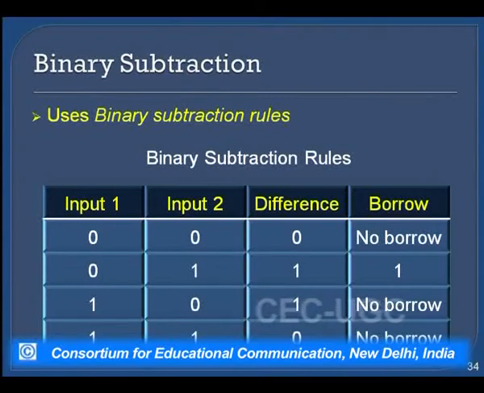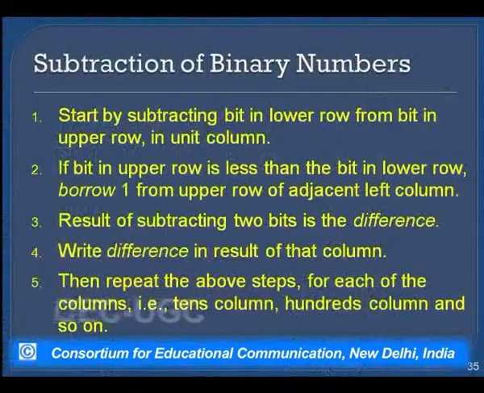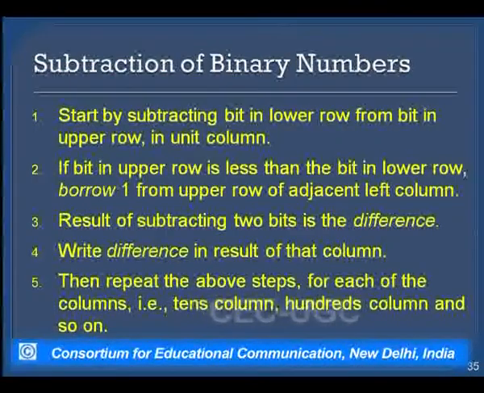Now we see how subtraction can be performed. For subtraction, again we have the same kind of rules. When both inputs are 0, 0 minus 0 is 0 and there is no borrow. 0 minus 1, the difference is 1 and it has to borrow 1. 1 minus 0 is 1 but no borrow, and 1 minus 1 is 0 and there is no borrow. Now again we start from the right hand side. The way we subtract is the same as we do for decimal numbers.